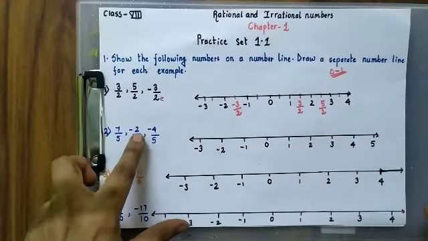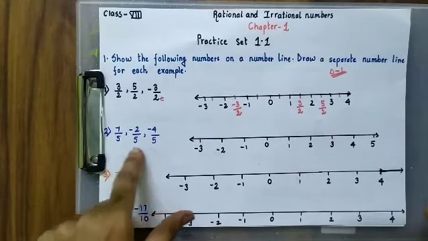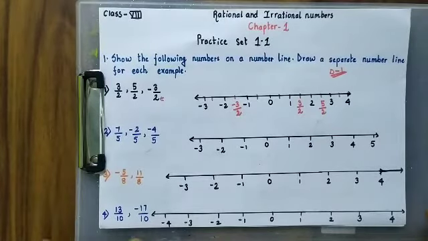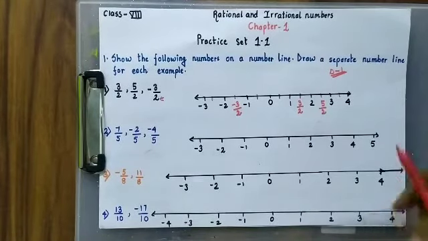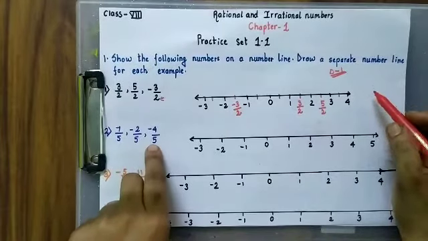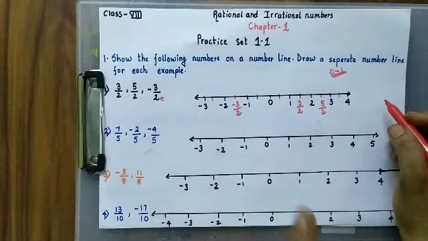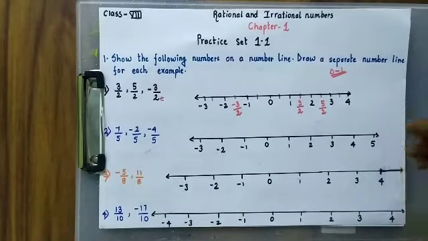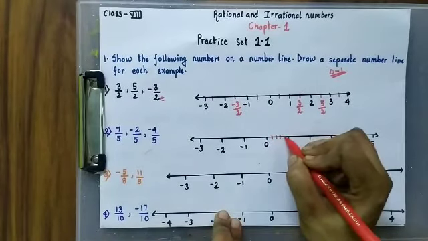7 by 5, minus 2 by 5 and minus 4 by 5. Now see, the denominator is 5 for each and every rational number. So how many tick marks? How many units do we need to divide? We need to divide into 4 units. As I told you, whatever the denominator is, you have to subtract 1 and that many tick marks you have to take on the number line. So we are going to divide 1, 2, 3, 4.